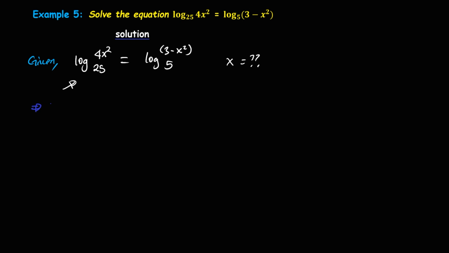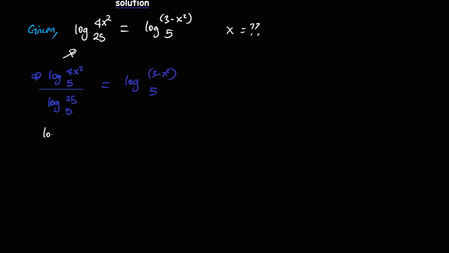This implies that we have log of 4x squared base 5 divided by log of 25 base 5 equals log of 3 minus x squared base 5. So we will have log of 4x squared base 5 divided by, 25 is the same as 5 squared. So this becomes log of 5 squared base 5 equals log of 3 minus x squared base 5.